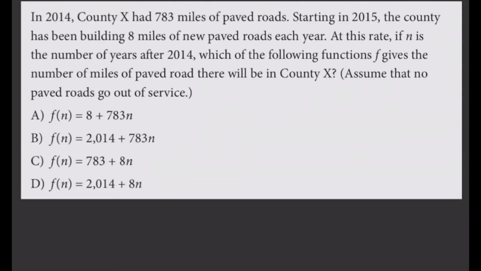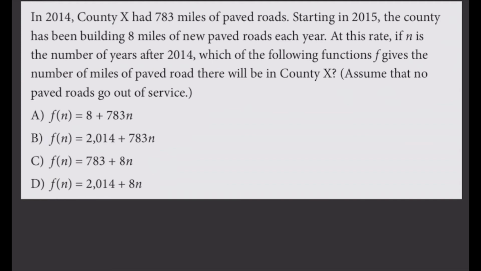Question number 2. In 2014, County X had 783 miles of paved roads. Starting in 2015, the county had been building 8 miles of new paved roads each year. At this rate, if n is the number of years after 2014, which of the following functions f gives the number of miles of paved roads there will be in County X? Assume that no paved roads go out of service.